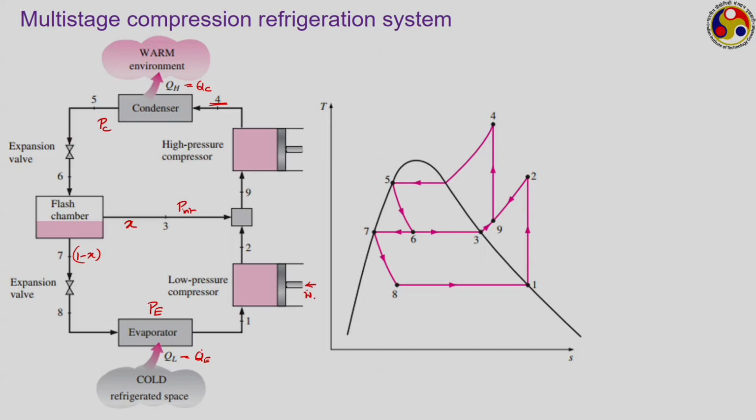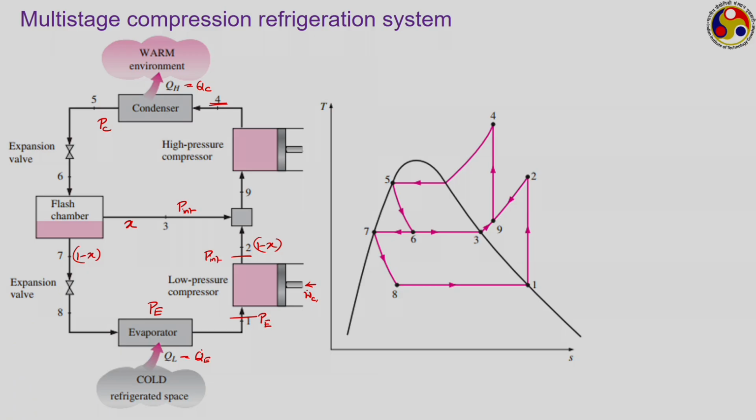So, we are giving WC1 here, and now we have a mixing chamber where this 1 minus X fraction of vapor at state point 2 is mixing with the X fraction of vapor that is coming from the flash chamber with state point 3. Both are at the same pressure, because this lower side compressor compresses the vapor from the PE pressure to this intermediate pressure, and so they mix.